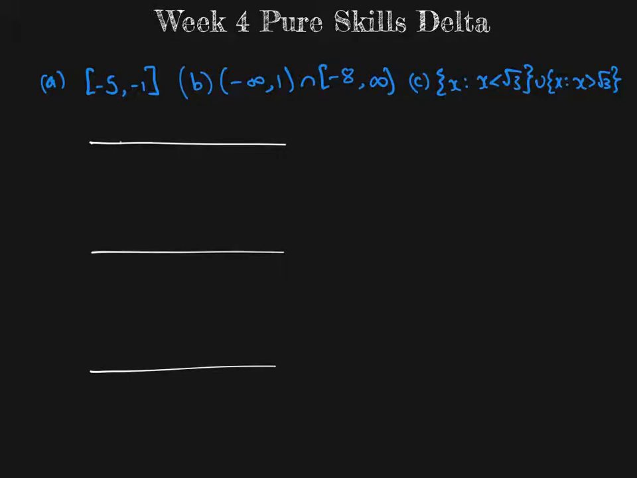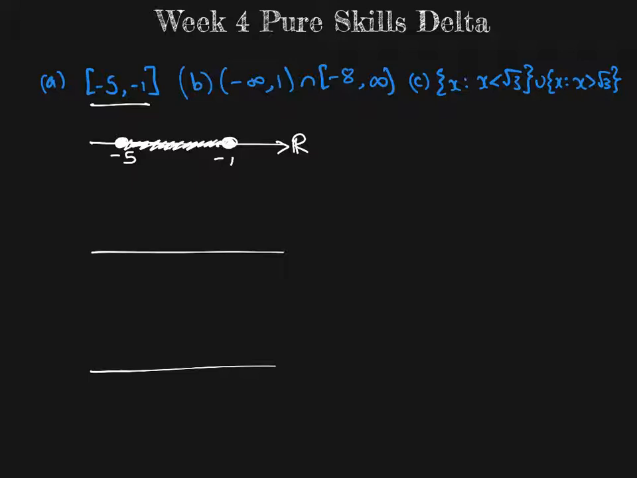In this first one, we're going from -5, which is included because it's a square bracket, up to -1, which is also included because it's a square bracket. So it's this section here of the real number line. And we can write that in two ways. This is interval notation, so we're going to move into set notation.